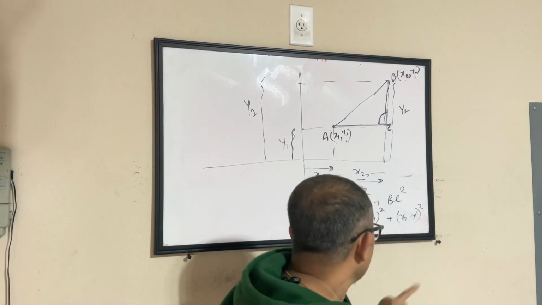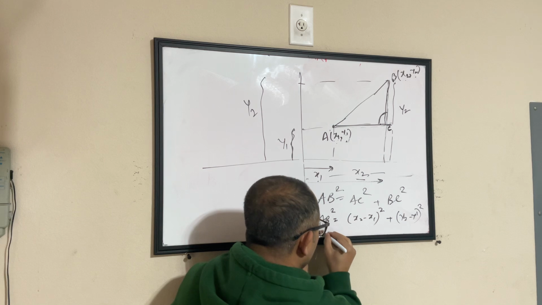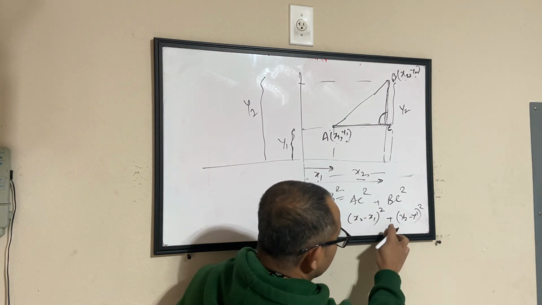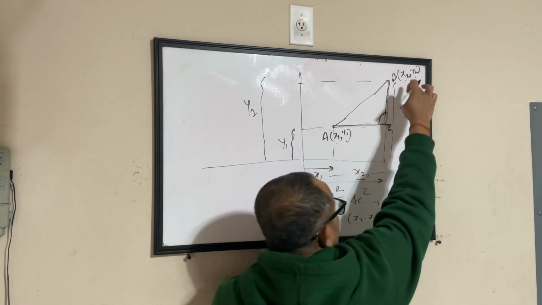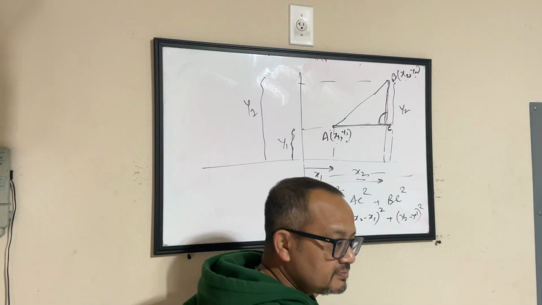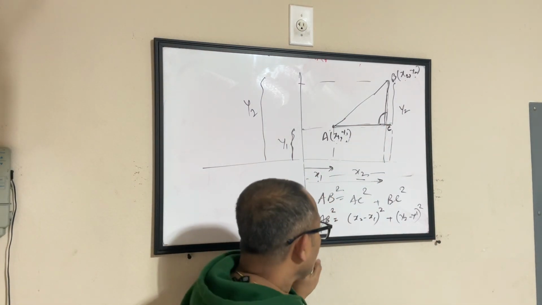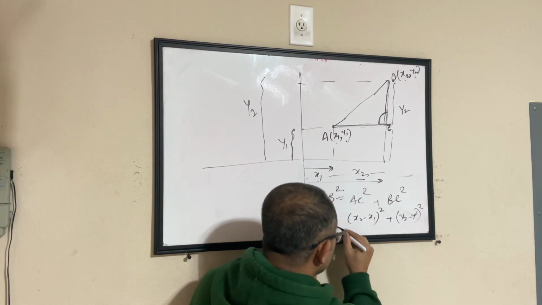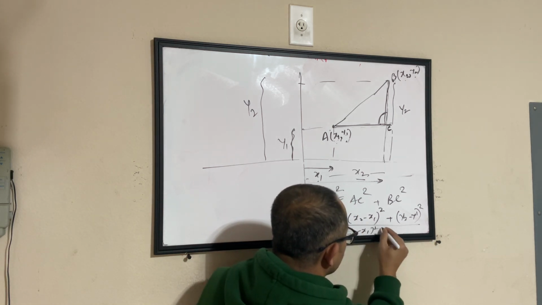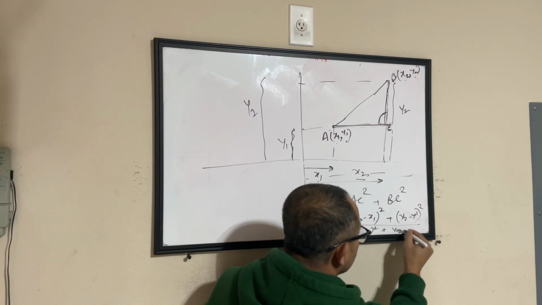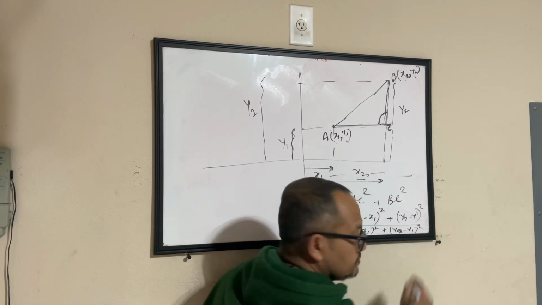Yeah? So AB square gives you x2 minus x1 square plus y2 minus y1 square, where x1, y1 is the coordinate of the first point, x2, y2 is the coordinate of the second point. Yeah? So AB will be equal to square root of whatever you have here, plus y2 minus y1 square. Yeah?